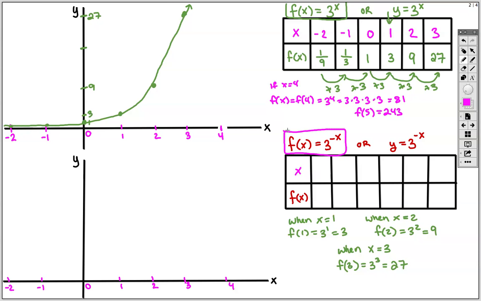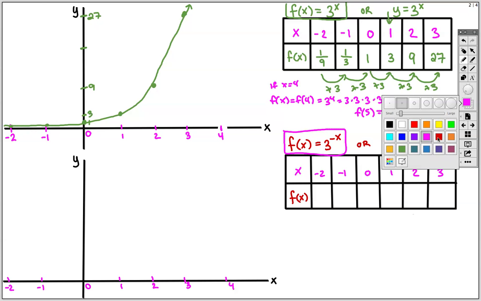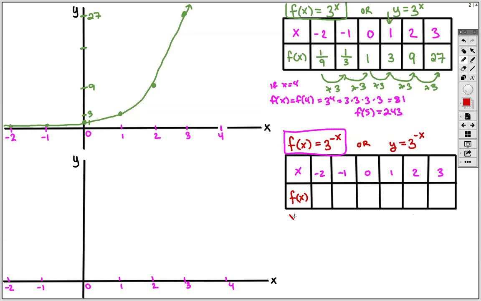What's happening here at negative x? What happens when the function is written like this? Well, let's find out. So again, let me write in my x values: -2, -1, 0, 1, 2, and 3. Alright? So let's see what happens when x equals -2.